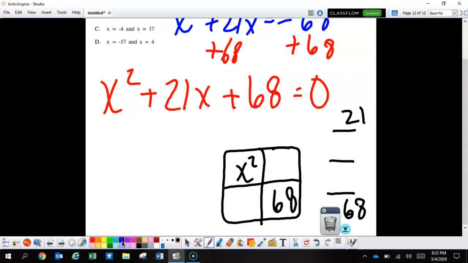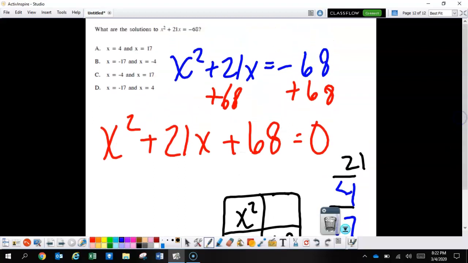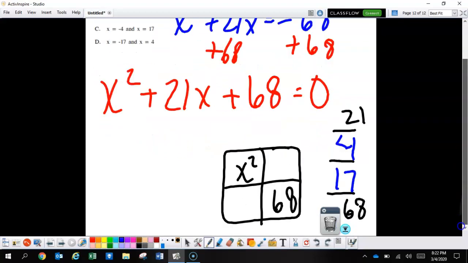What could that be? 2 and 34, no. 17 and 4. Well, I think that's it. 17 and 4. Well, duh, right? Because that's all the combinations in my answer choices. So 17 plus 4 is 21. 4 times 17 is 68, so that's 4x and 17x.